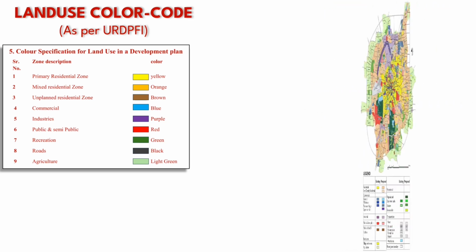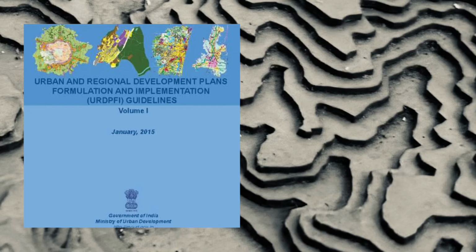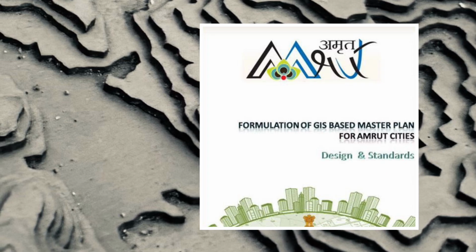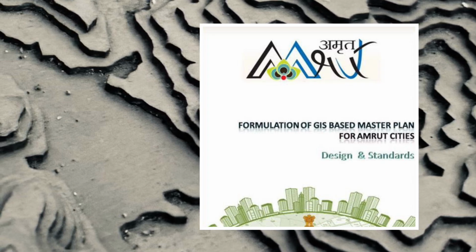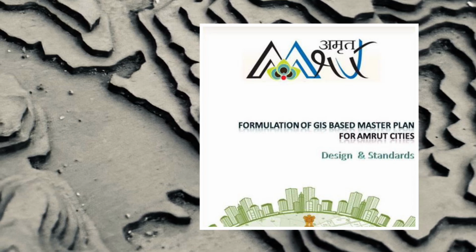On the right side of your screen, you can see a master plan of Indore. It was prepared by using the land use color code scheme given by URDPFI. Other than this, Amrut also provides guidelines and color code for land use. Color code of Amrut is slightly different from URDPFI guidelines, which we will discuss in some other video.